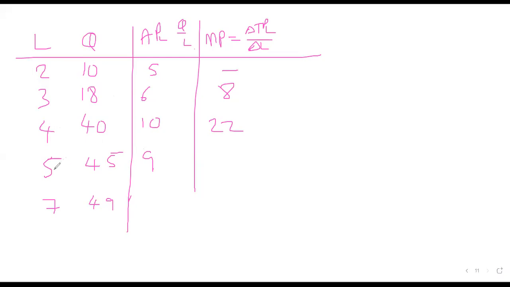Then here the difference is 5, and 5 minus 4 is 1, so it's 5. And here that is 4, divided by 2, which is 2. All right.